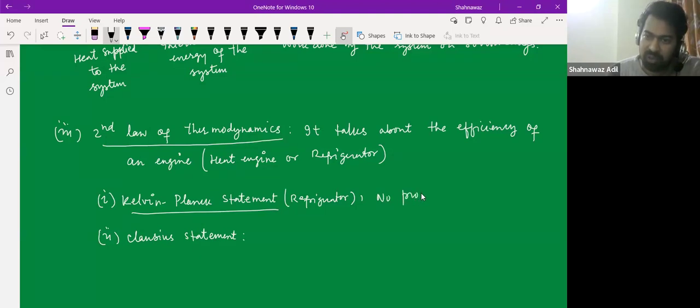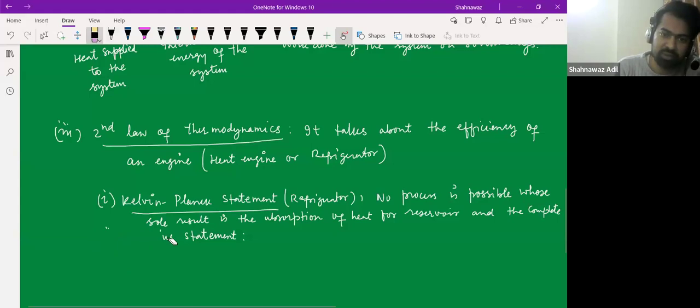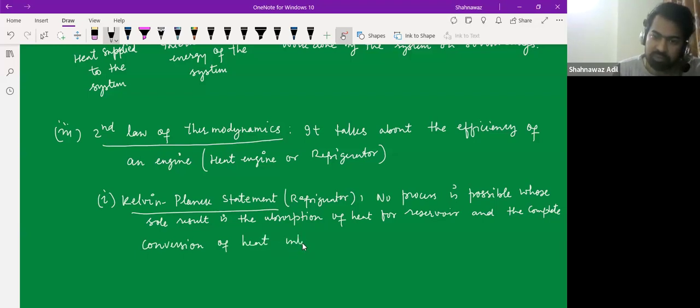So no process is possible whose sole result is the absorption of heat from a reservoir and the complete conversion of heat into work, because we have to write this thing word to word, right? That is why we have complete conversion of heat into work. Right. So this is also related to the heating.